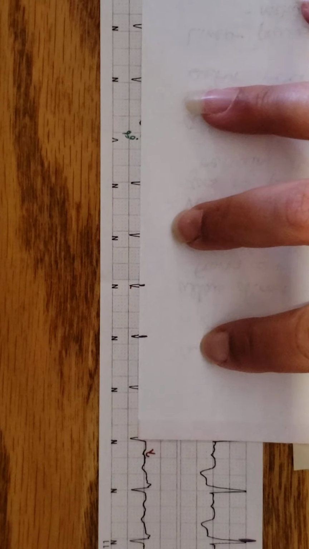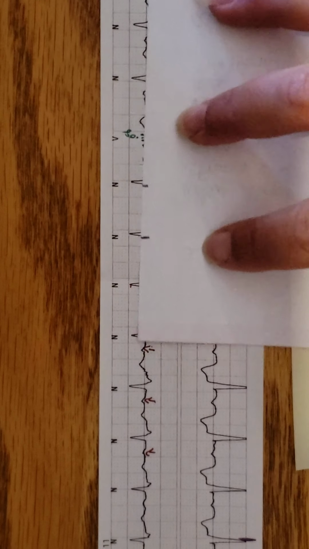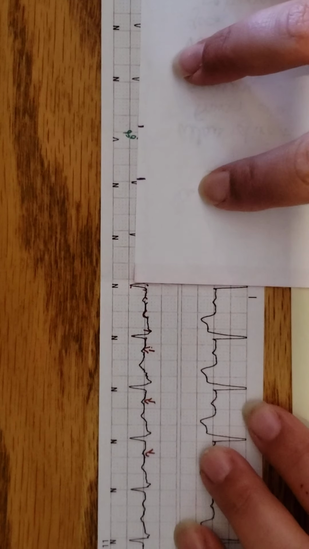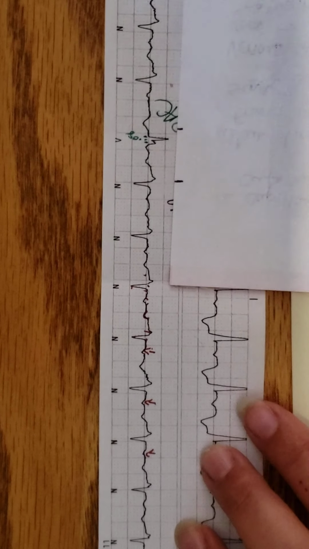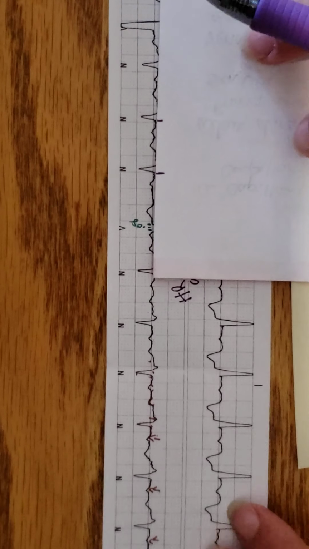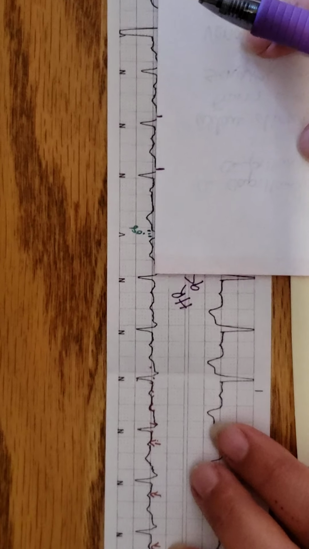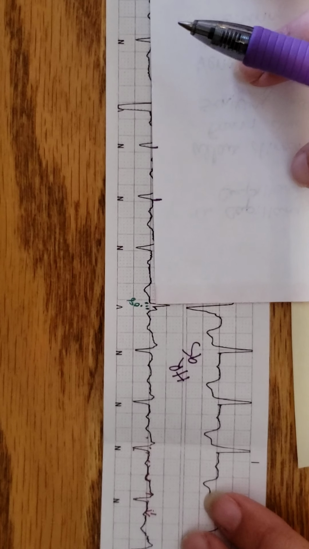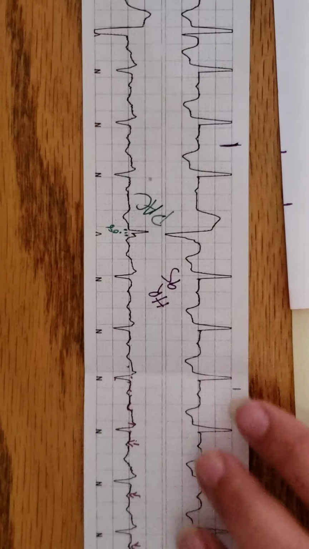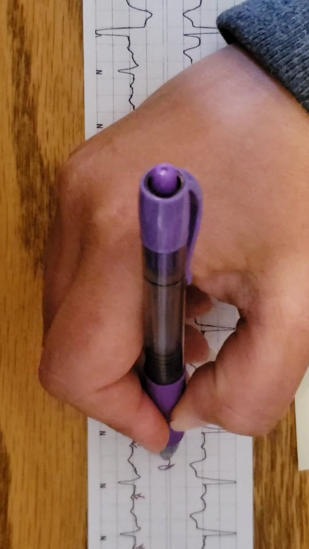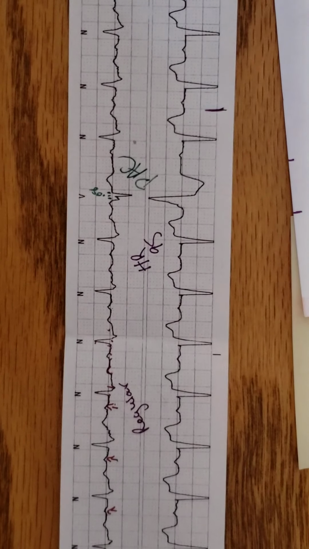And so far, each one has matched. We get to this one, and it doesn't quite match, right? Because it's inverted. But then we move on down to the next one, and it matches again, and we're right back on track with matching. So we have a regular rhythm with a heart rate around 95.